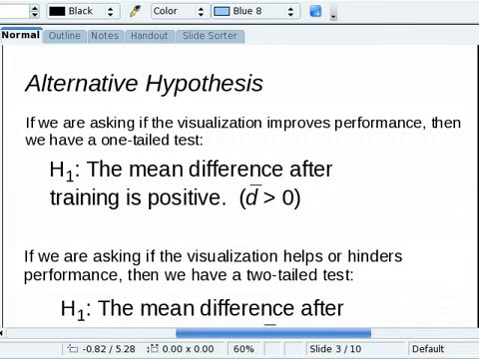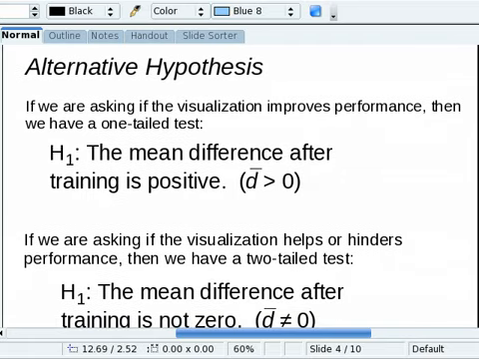We also want to form an alternative hypothesis. The alternative hypothesis depends on what our viewpoint is. If we're simply trying to find out if the visualization improves performance, and never mind whether it might hurt it or not, but if it does an improvement, then we have a one-tailed test. Our alternative hypothesis is that the mean difference after the training is going to be positive. In other words, people are going to generally improve.